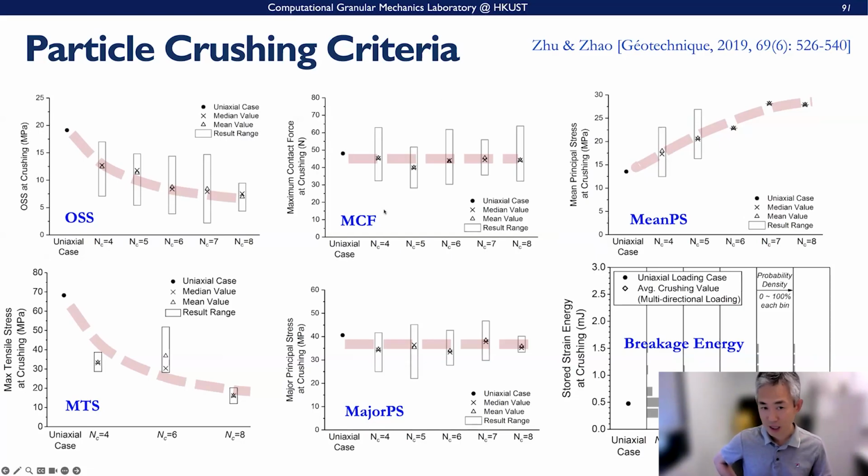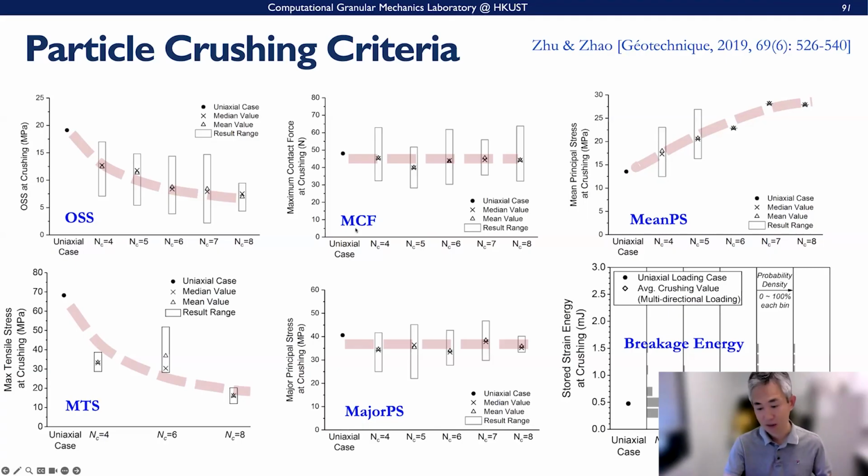And then we find that the MCF, maximum contact force criterion, and the major principal stress criterion are quite consistent. We can use either one to check our crushing. And that's why in the following we choose this maximum contact force.